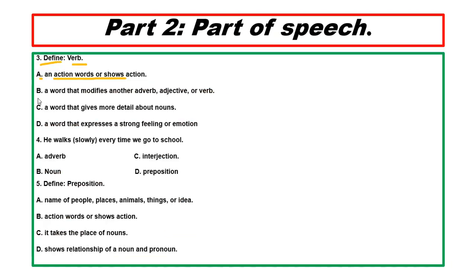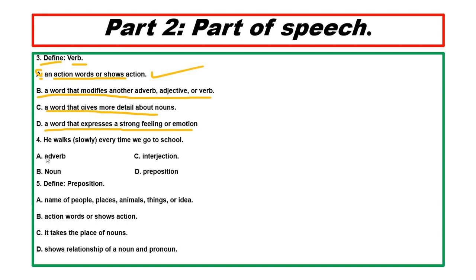Okay, letter B, a word that modifies another verb, adverbs or verb. Okay, so it gives more definition to adverb, adjective or verb. Okay, so a word that gives more details about the noun. A words that express a strong feeling or emotion. So what do you think? It's letter A. Very good. Okay, so it's letter A. So verb, an action words, or shows action.